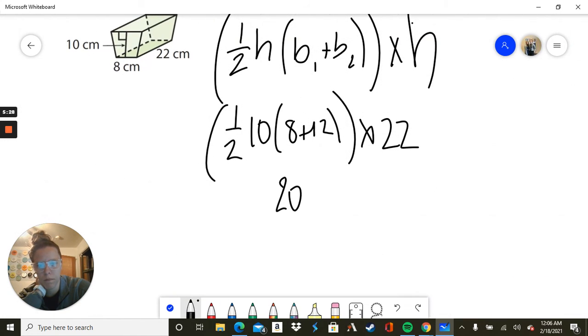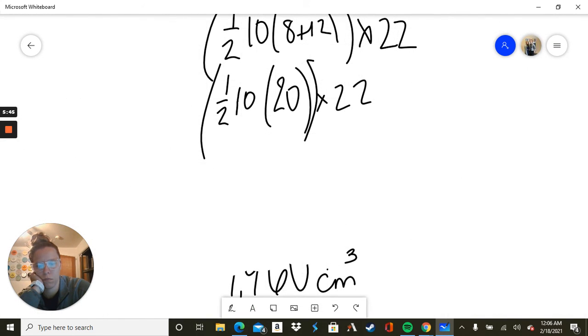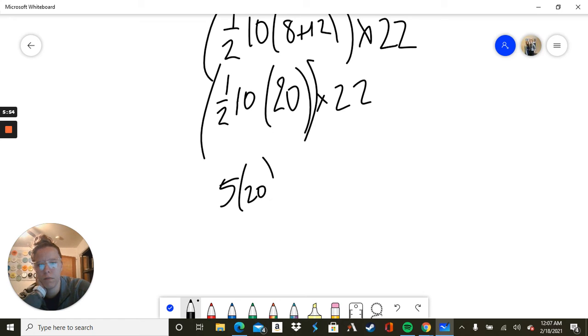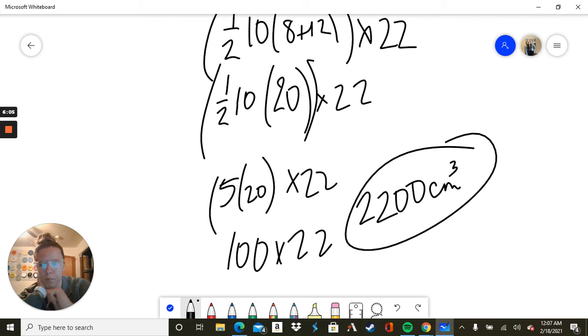Okay, 8 plus 12 is 20. 1/2 10 times 22. Okay, oops. Let's get rid of that. Okay, so half 10 is 5 times 20 times 22. So 5 times 20 is 100 times 22 is 2200 centimeters cubed. Okay, greatly apologize for that.